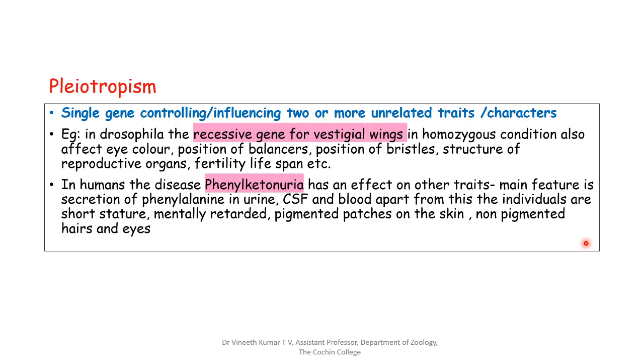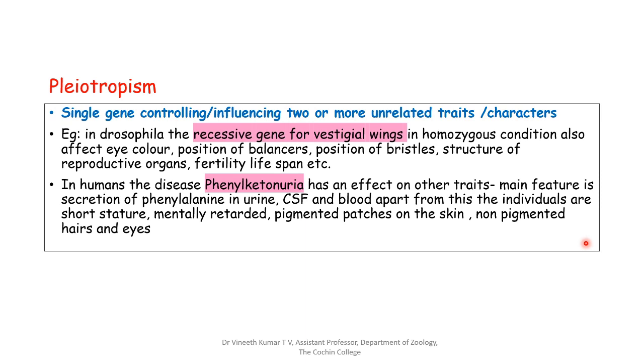The same can be seen in man. The example is the disease called phenylketonuria. As discussed in the earlier session, phenylketonuria is a metabolic disorder where the amino acid phenylalanine is not being metabolized. So metabolism of phenylalanine does not occur. As a result, phenylalanine can be seen in blood, urine, etc. In everything, you can see this phenylalanine. Apart from that, phenylalanine can also be seen in the cerebrospinal fluid, blood, etc.